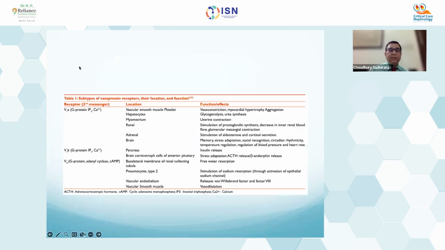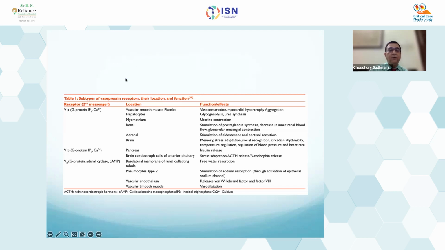So what are the vaptans? Vaptans are basically drugs which competitively bind with the V2 receptors, and the ADH moiety obviously will not get attached to the V2 receptors due to that.